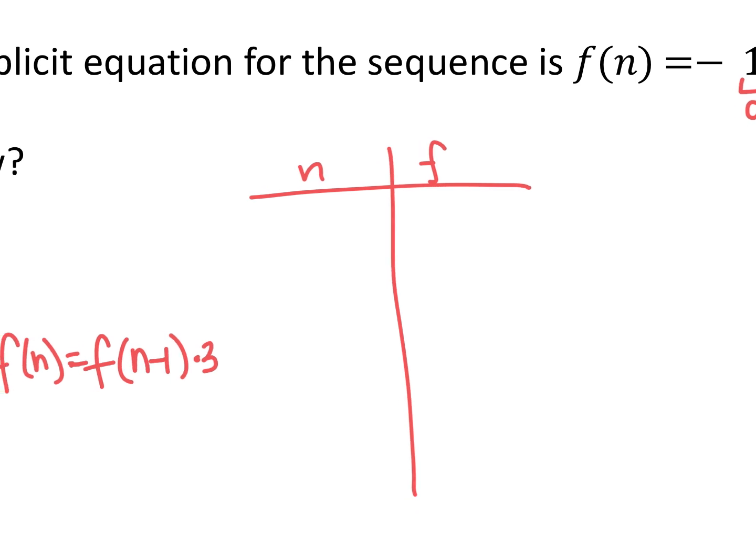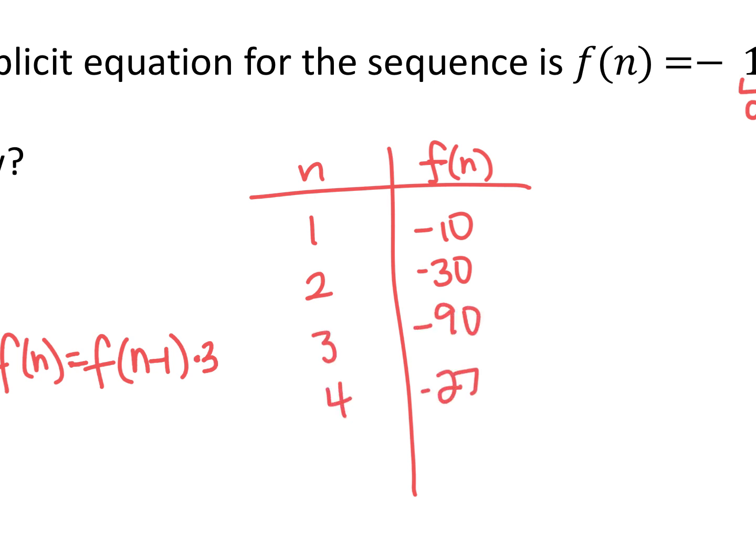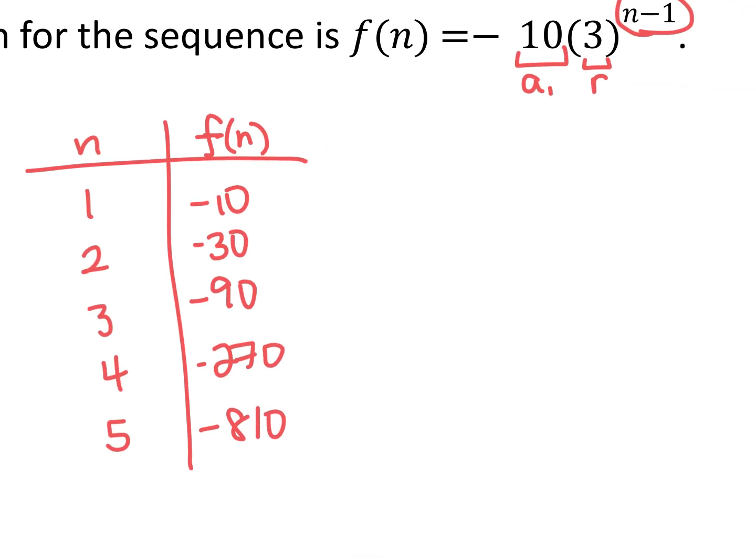So at time 1, we're at negative 10, times 2, we're at negative 30. 3, we're at negative 90. 4, we're at negative 270. And 5, we're at negative 810. Okay. So this graph, I'm just going to do the 4th quadrant because of these negative y values.